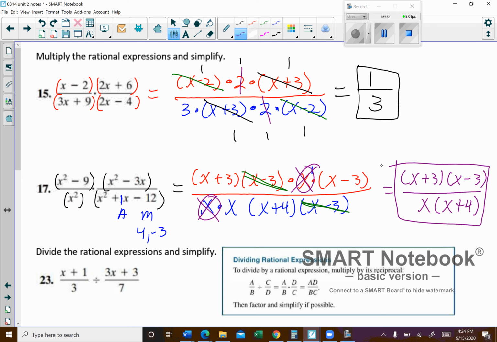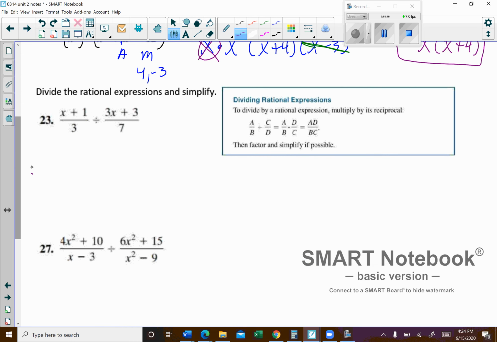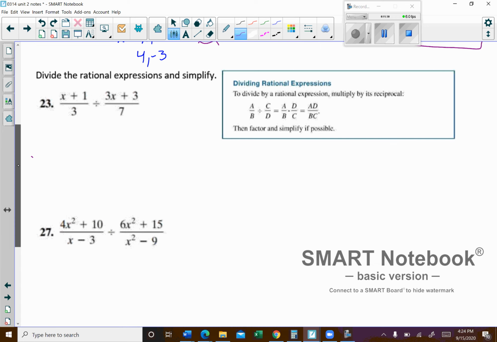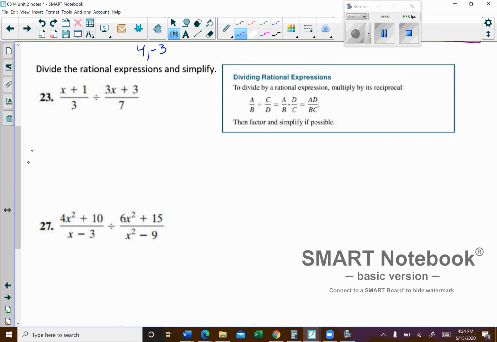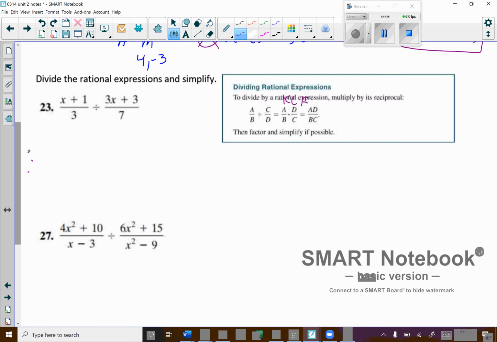Okay, the last couple we're going to look at, looks like we're going to do division. And I believe we've done this trick before, the keep, change, flip. And so I basically have that right here. If you have A over B divided by C over D, you keep the first fraction, change it from division to multiplication, and then flip the second fraction, and then go ahead and complete the problem that way. So these problems really aren't any different from the ones we just did up here. You just have one little extra step in the beginning.